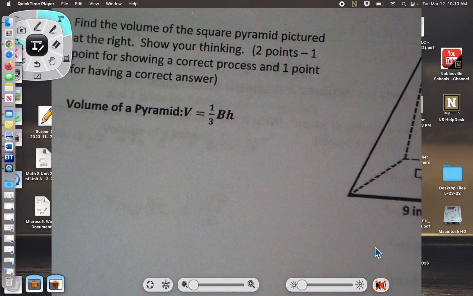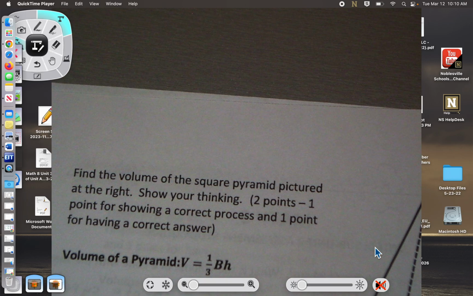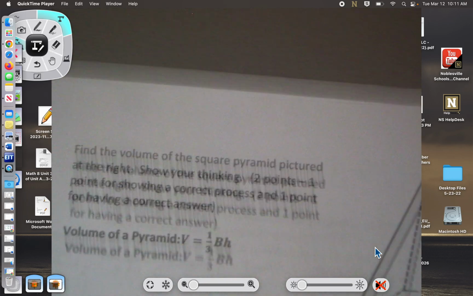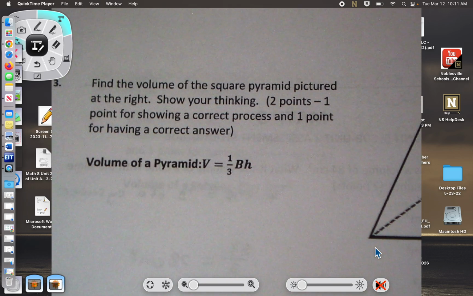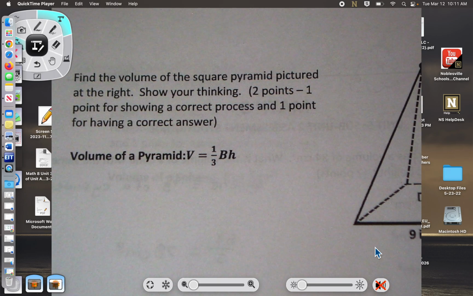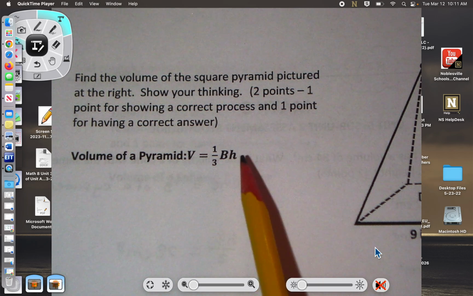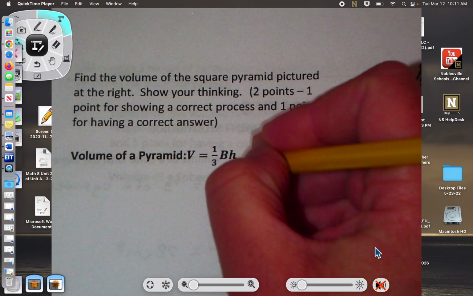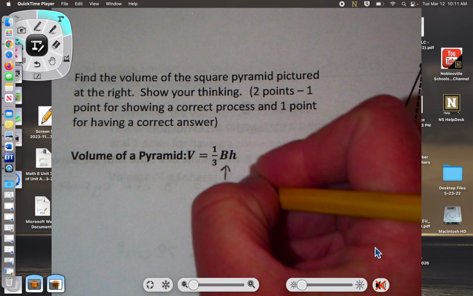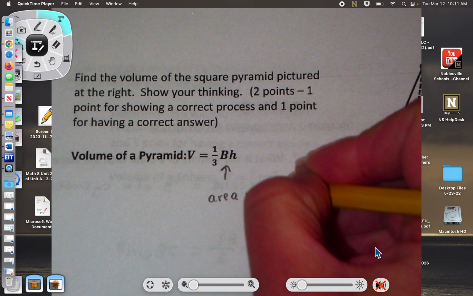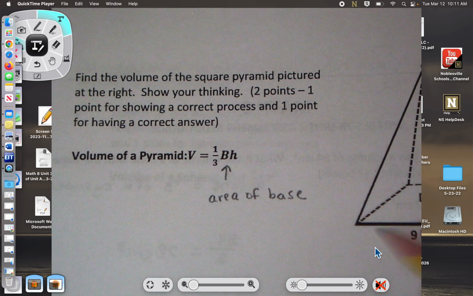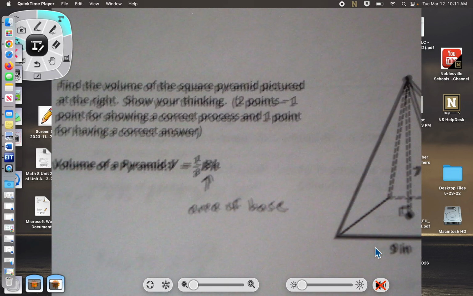Now we have a square pyramid, right? They want us to find the volume. Find the volume of the square pyramid, picture to the right, show your thinking. Okay, so they give us this formula, 1/3 capital B times H. If you remember, this capital B stands for area of base. And our base happens to be a square.